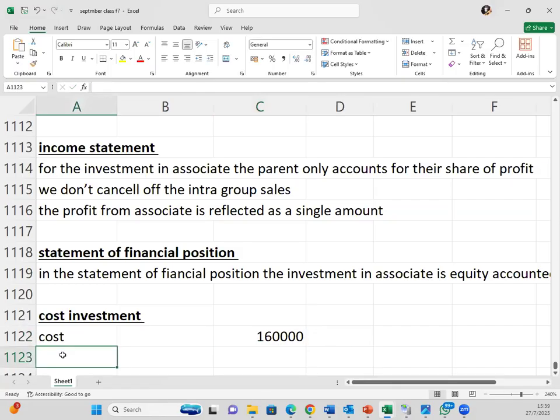So we bought 25% shares at 160,000. That's the cost I'm talking about, the price you paid to acquire the shares. Then the associate is going to make a profit during the year after acquisition. For the profit that has been made after acquisition, what we are going to include in the cost of the investment is the share of post-acquisition profit for the year.